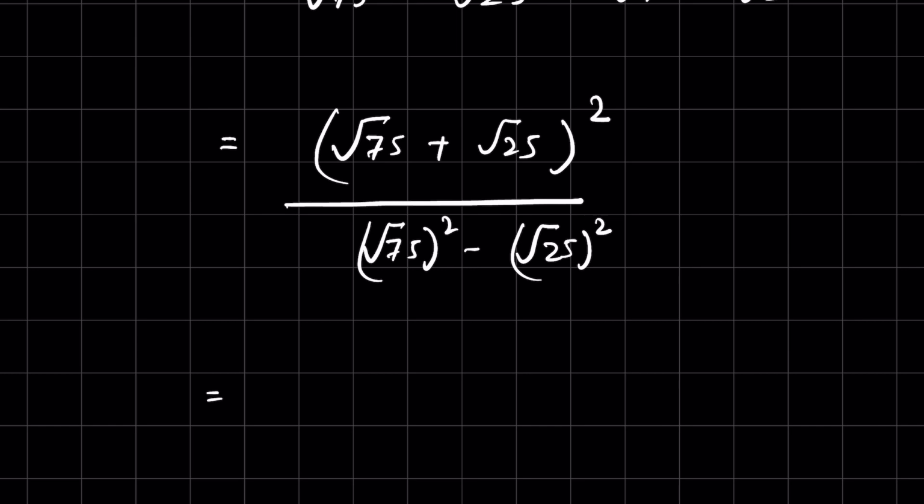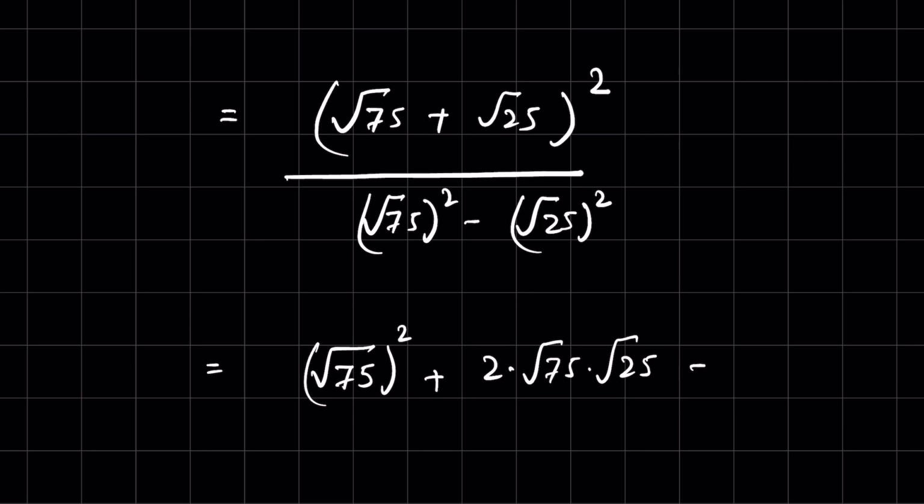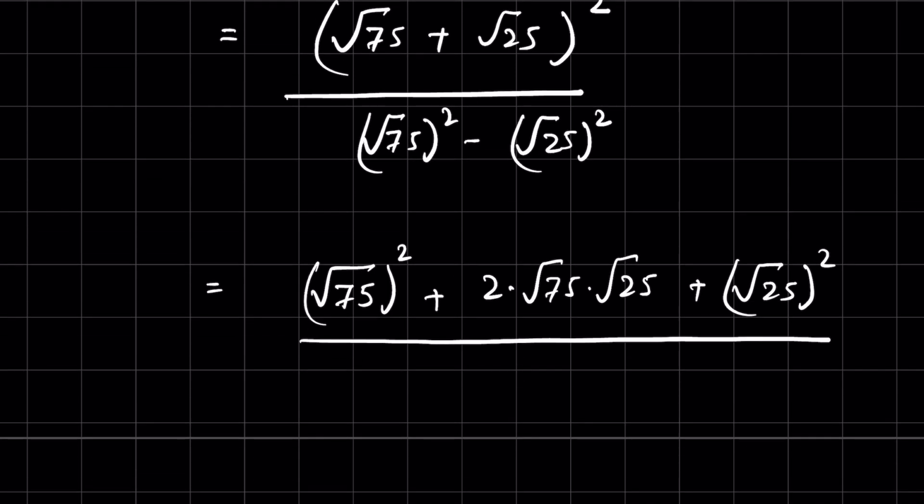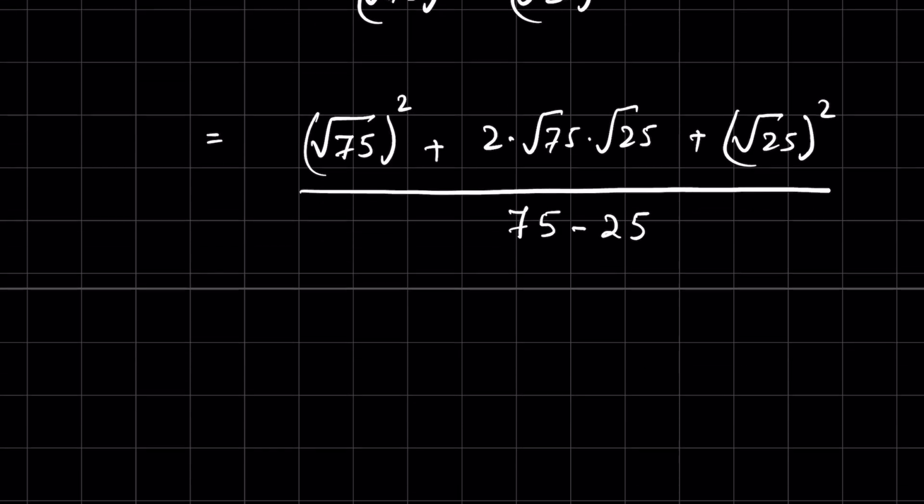Now (square root of 75) square plus 2 times square root of 75 times square root of 25 plus (square root of 25) square upon a square minus b square. We can remove the square root with this square, so it will be 75 minus 25, or 75 square root removed with the square, so it will be 75 plus 2 times, square root of 25 is 5.